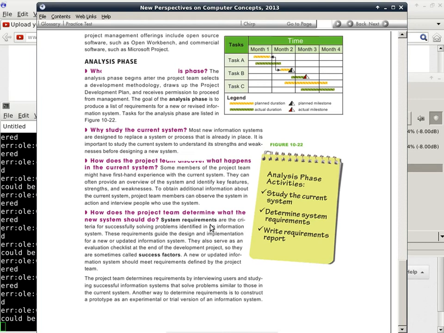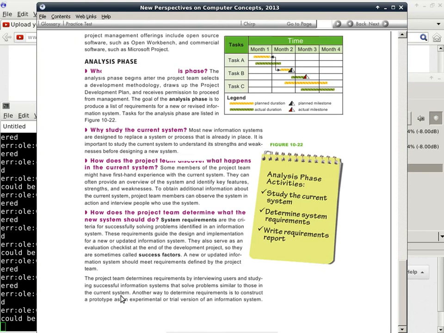So it says right here, system requirements are criteria for successfully solving problems identified in an information system. These requirements guide the design and implementation of a new or updated information system. They also serve as an evaluation checklist at the end of the development project. So they're sometimes called success factors. A new or updated information system should meet requirements defined by the project team.